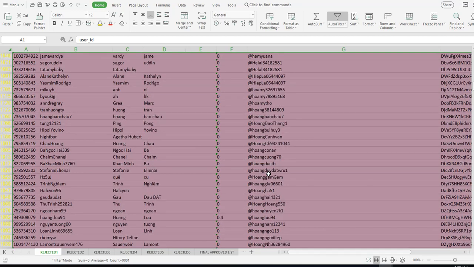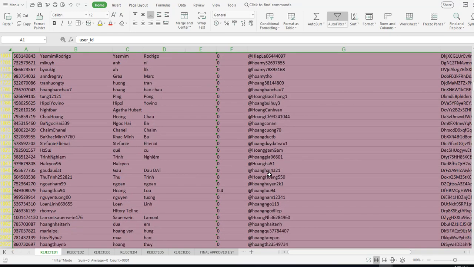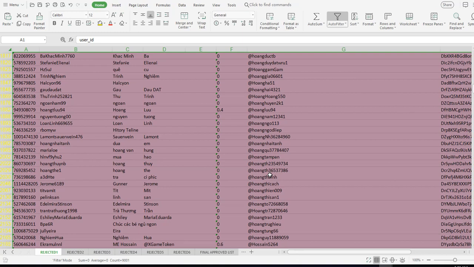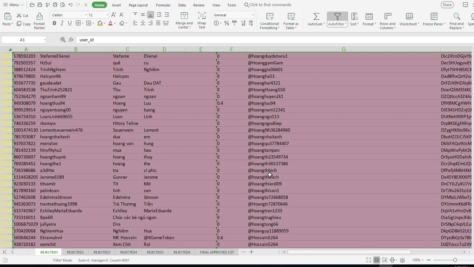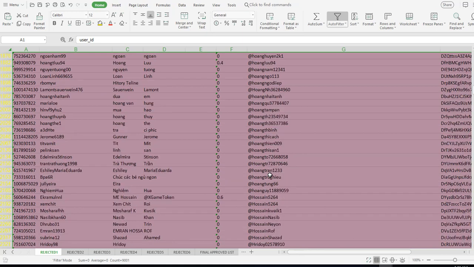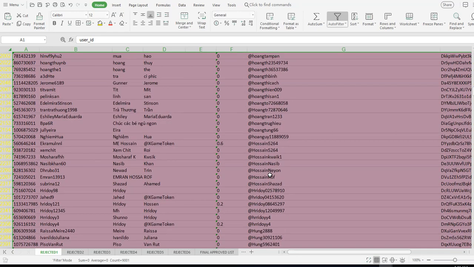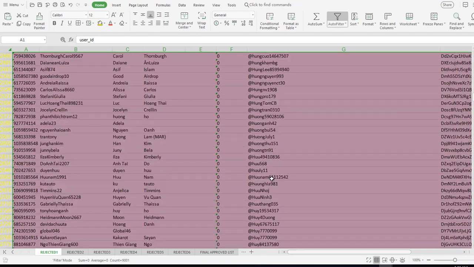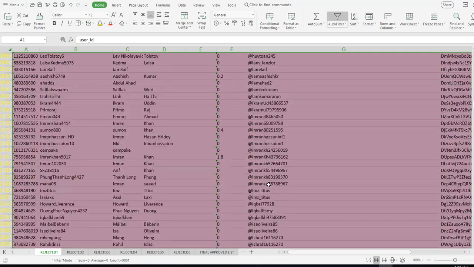Someone has up to 100 accounts. Imagine giving that person 2 Dale coins. That's over 200. That is cheating. We have zero tolerance for such kind of acts, right? So there are many like that. So these are the screened lists.